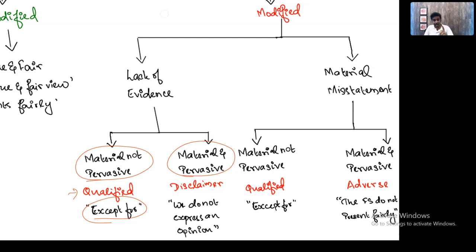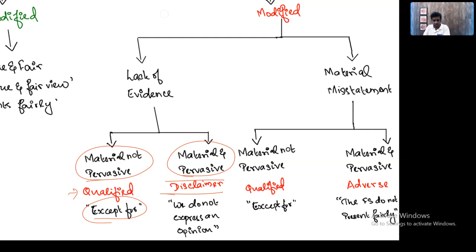If it is material and pervasive, we will issue a disclaimer of opinion. Disclaimer is close to saying that we have not given any kind of opinion at all. We are unable to express an opinion. It's like I'm not able to come to a conclusion, because I cannot say whether it is right or wrong, since I don't have any evidence. So it is equal to saying the entire financial statement we have not audited at all. I have not formed any opinion at all. It's a very bad statement because they have not given us any evidence.